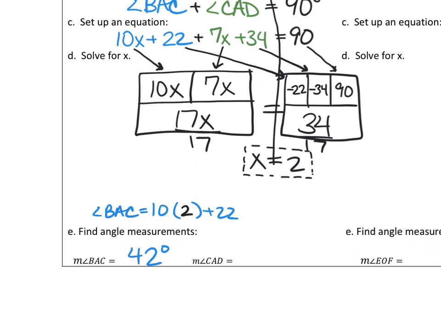To find CAD, you're going to plug in, oh, I didn't switch colors. Angle CAD is equal to 7 times x plus 34, but again, you got 2 for x. 7 times 2 is 14. 14 plus 34 is 48 degrees. Plus 90 minus 42 is 48, so we know that they're complements of each other.